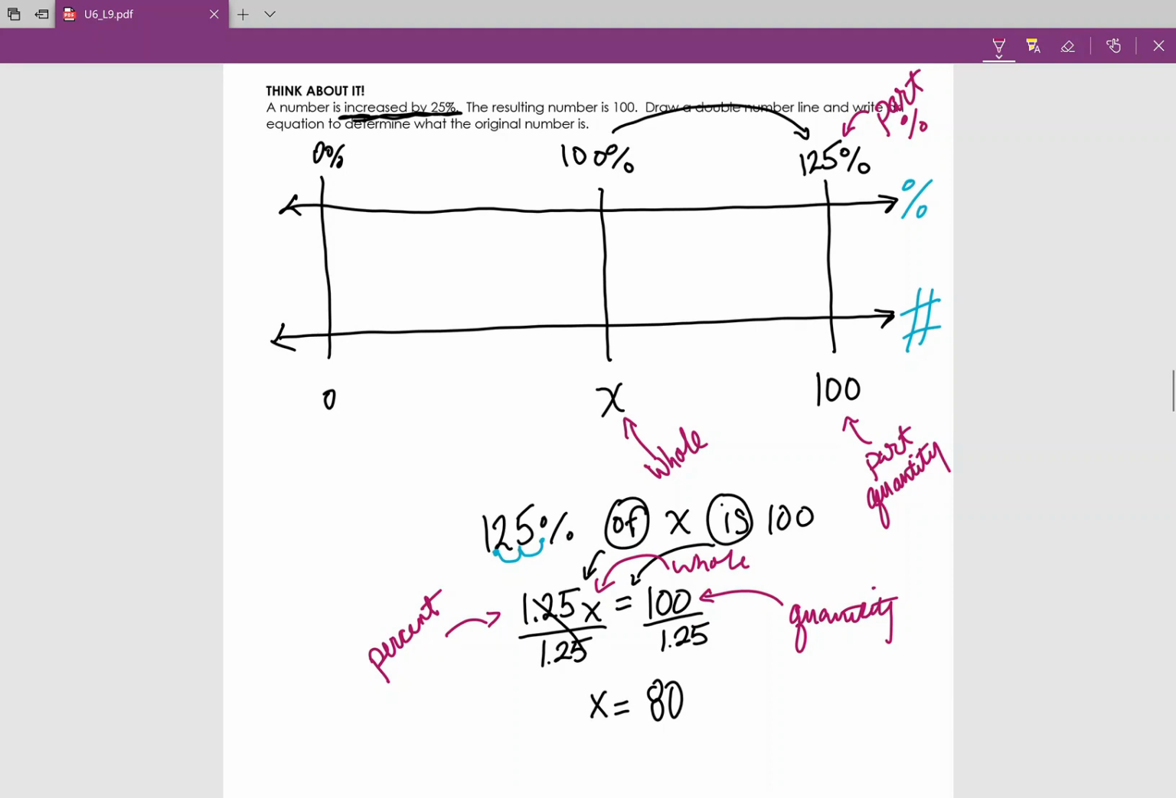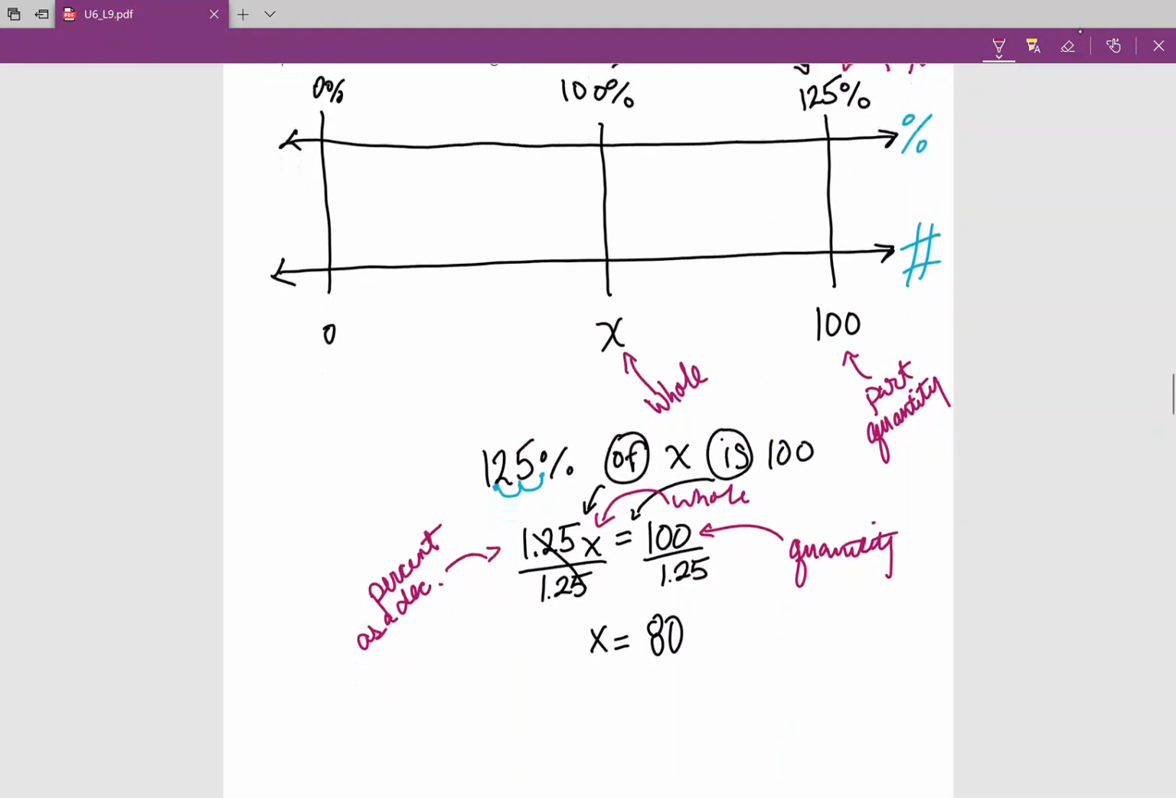So we know that if we put our percent as a decimal, I'm just going to write a note, times our whole, we're going to get our quantity, or the number that they give us, the resulting number. And that's our conjecture for today. So let's scroll down and let's copy it down.